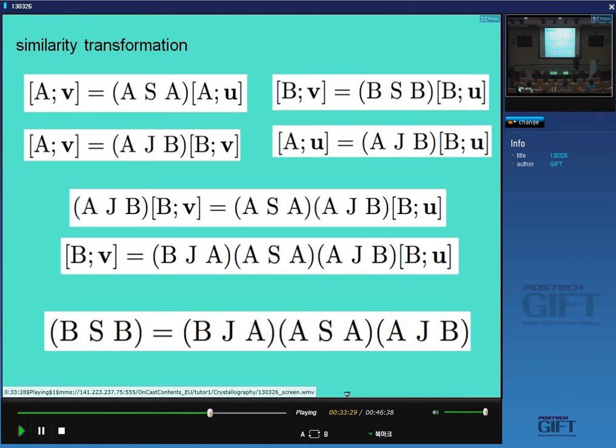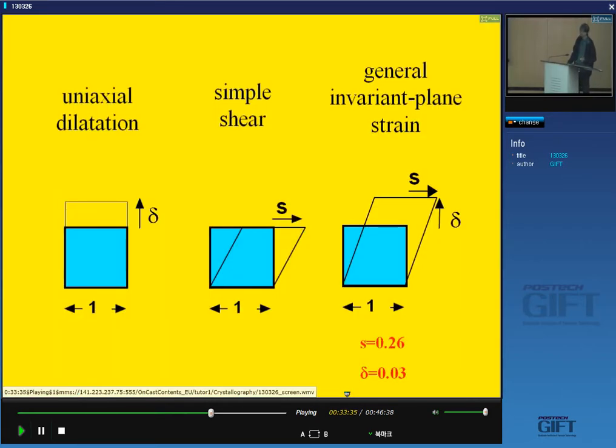Right, so let me show you an example of this. Now, these three deformations here, where the blue is the initial and the black lines are the final after the deformation. All three of these deformations leave this horizontal plane unchanged. Okay, so that's an invariant plane. It's undistorted and unrotated by all of these deformations.